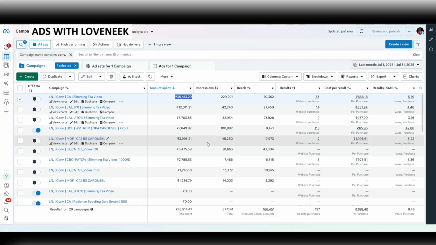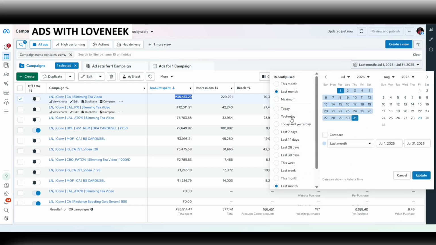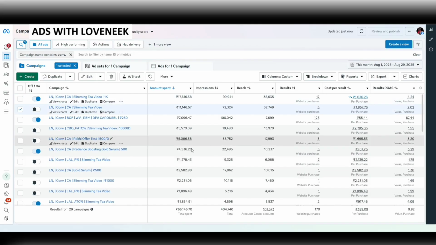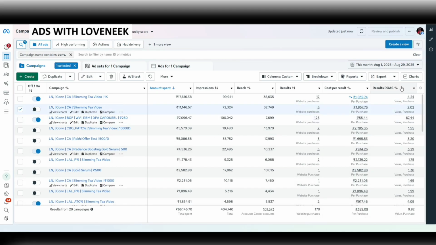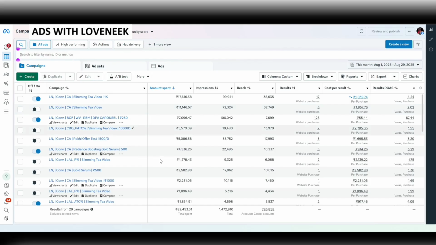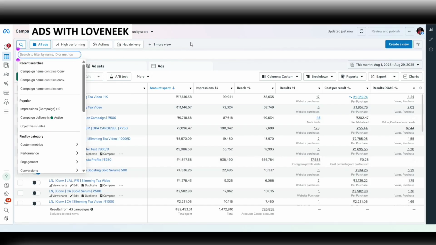Okay, now how I'm trying to scale this brand moving forward is, let me just show you this month's data. So if you see this month's performance, today is 29th of August, and from 1st to 29th, I have already spent 66,000 on just conversion campaigns only, and the number of purchases is 170 and ROAS of 9.82, right? Now I will just remove the conversion filter from here because in this month I have introduced some new campaigns as well.